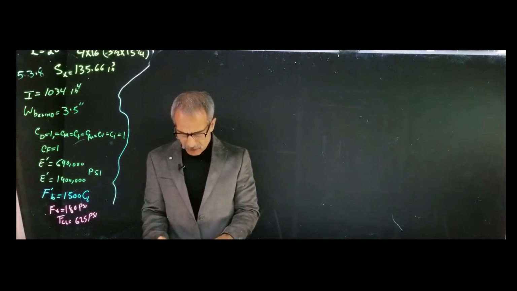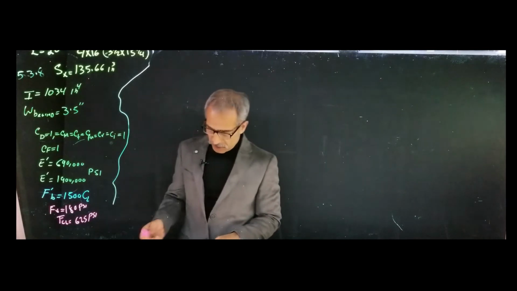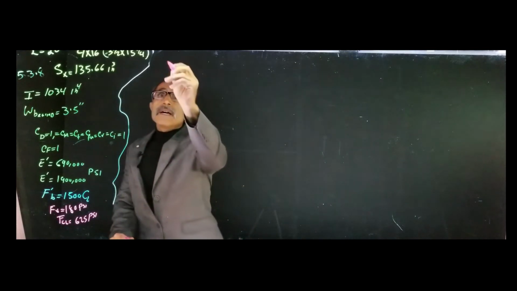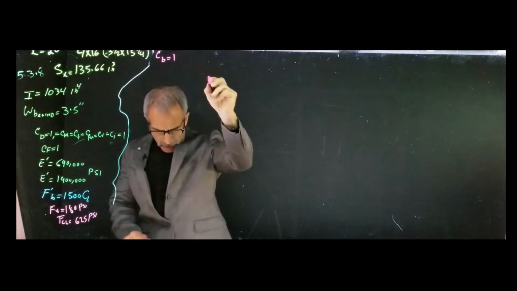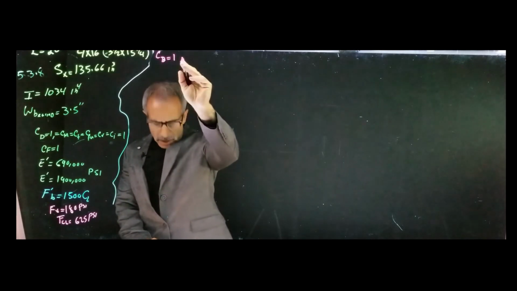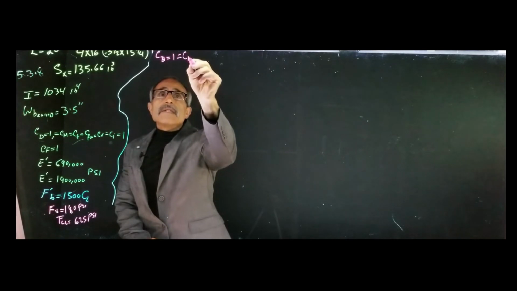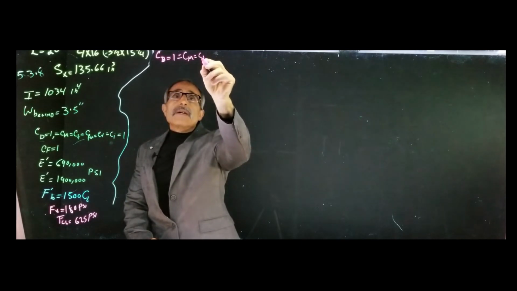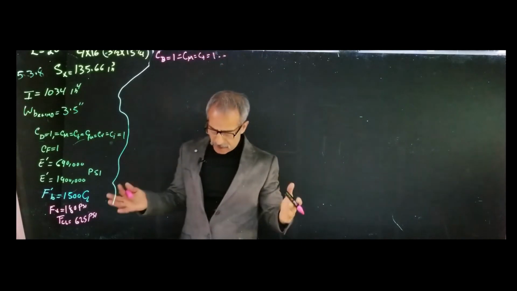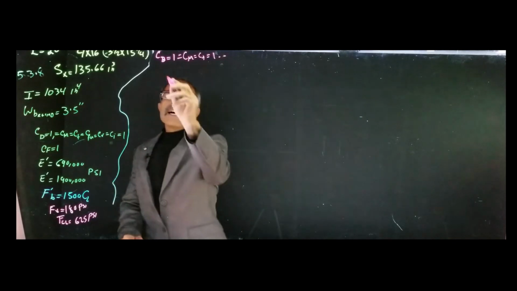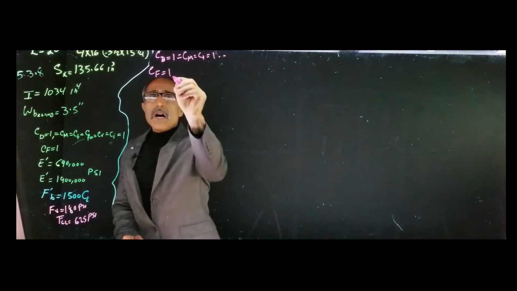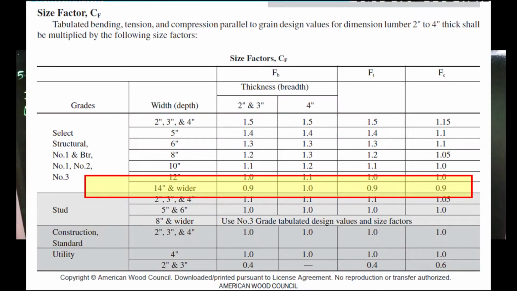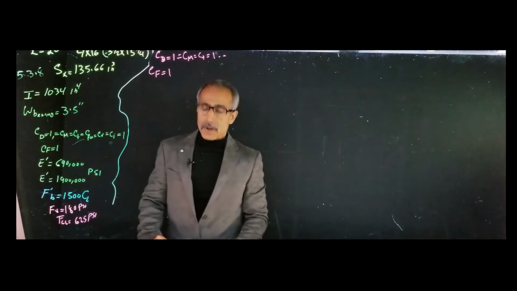Let's look at the adjustment factors. Most of them come out to 1. C_D comes out 1. C_M comes out 1. C_t and C_F all come out 1 anyway, since most of them are 1 because it's an inside, dry condition. How do we find C_F? If you look at Supplement Table 4A, it says for 14 inches and wider, C_F is equal to 1.